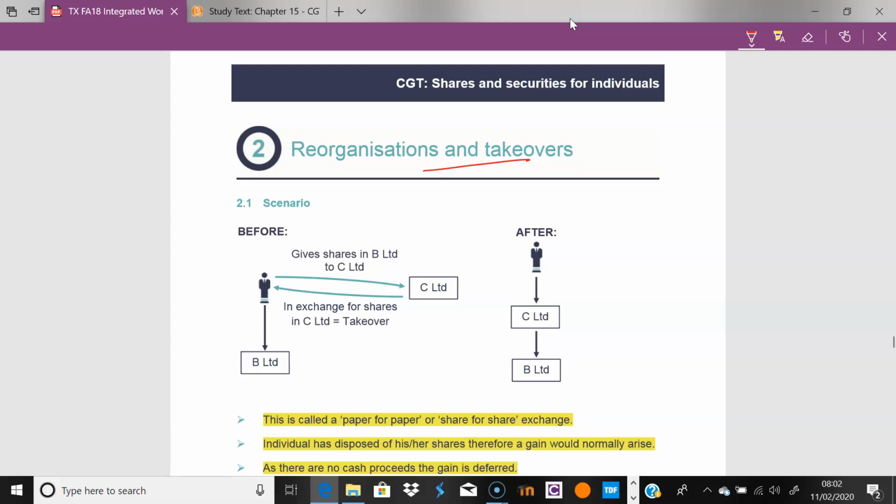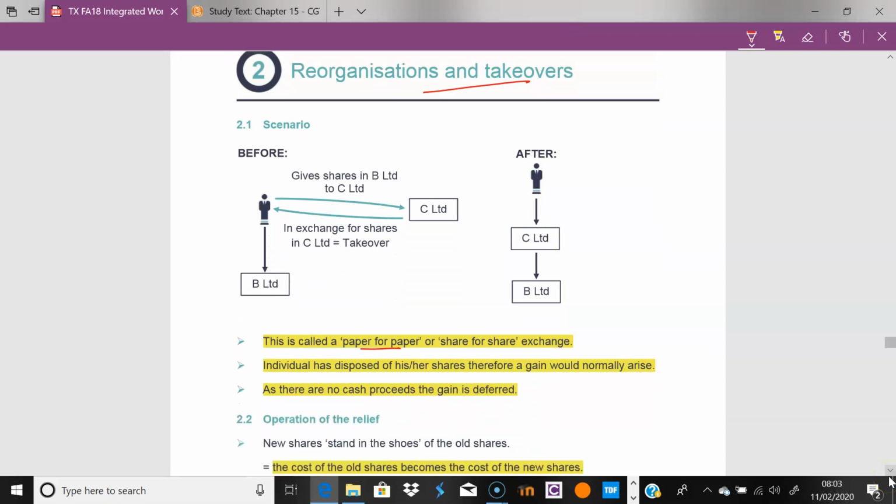But normally, until you actually dispose of the shares, because it would be a bit unfair that you would have received shares from a company taking over the company you currently have shares in, and now have to pay a tax because your shares have gone up in value. So typically this exchange is called a paper-for-paper exchange, and as there are no cash proceeds, the gain is deferred.